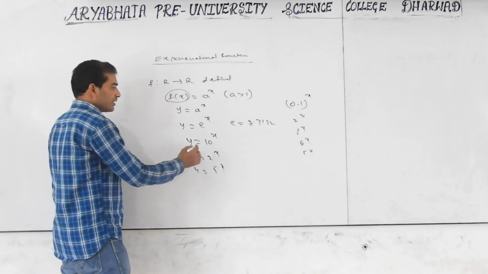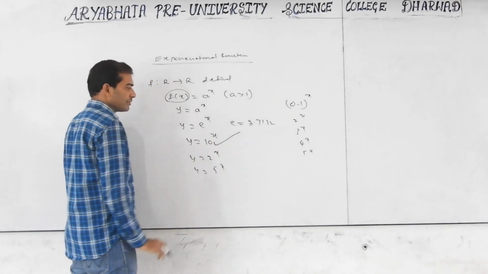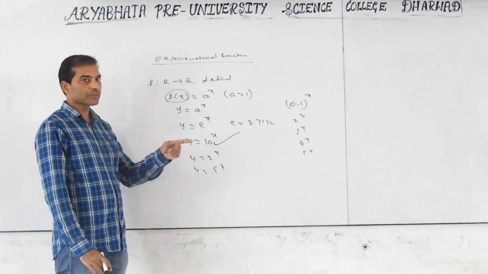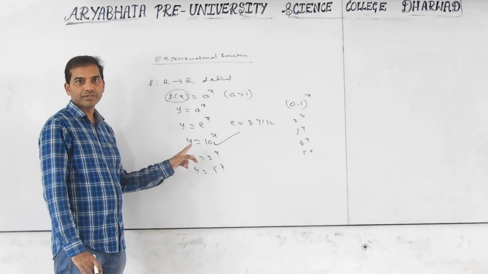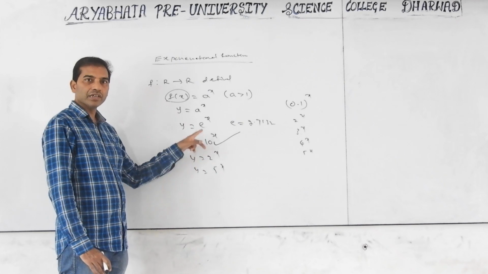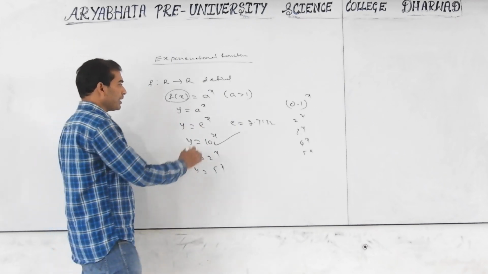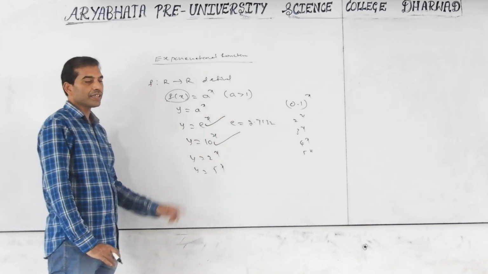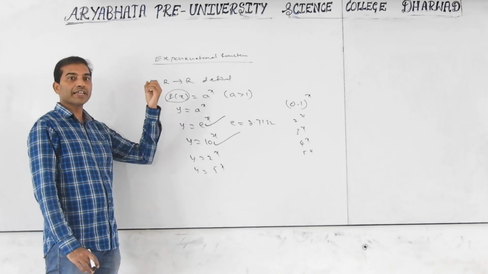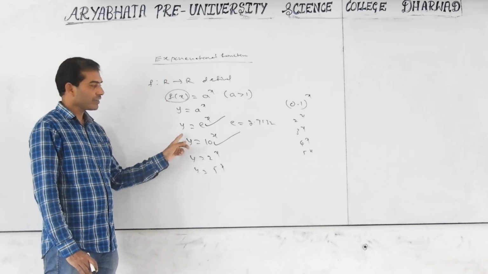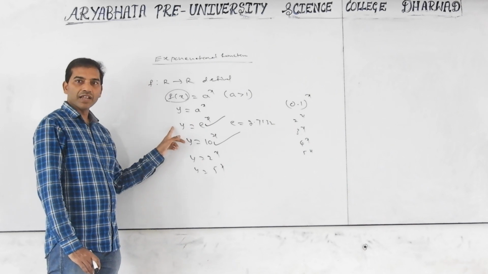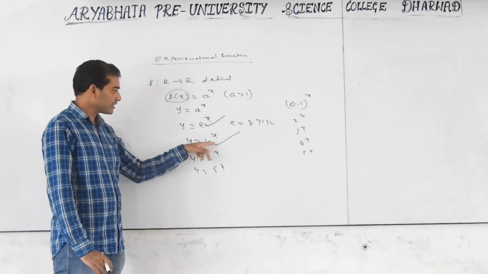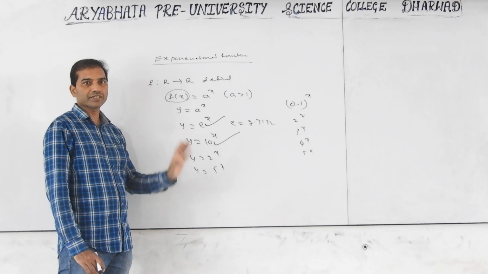If the base is 10, this is called the common exponential function. If the base is e, then it is called the natural exponential function.